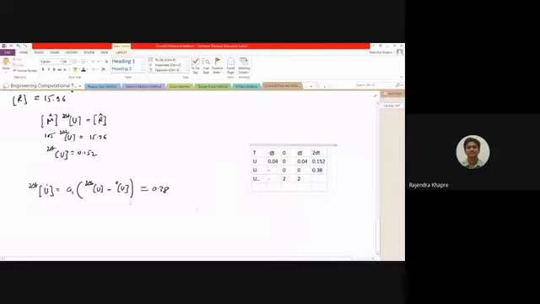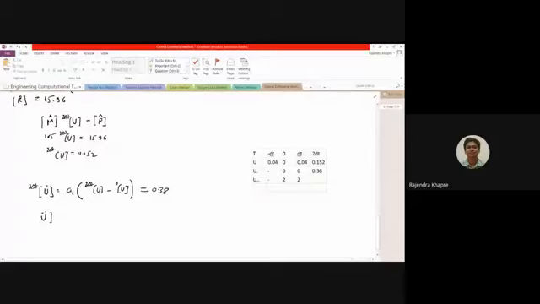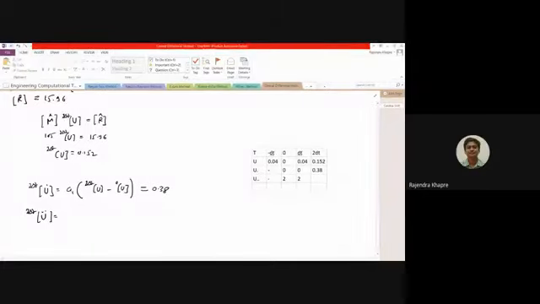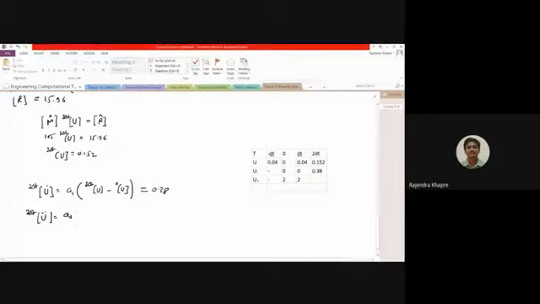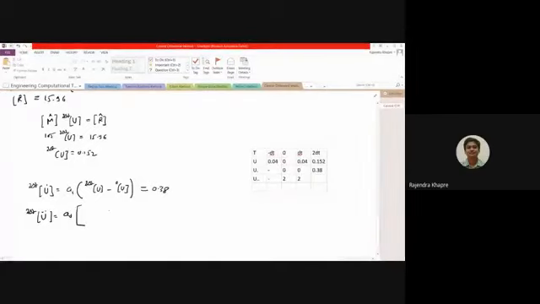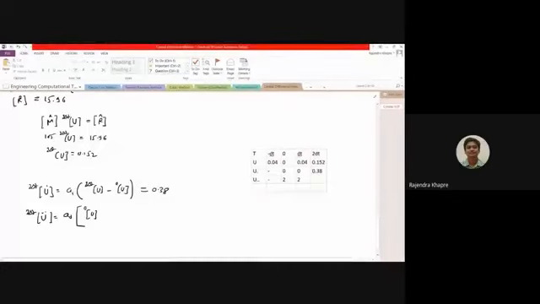Now similarly, you can calculate the acceleration also. This is the acceleration at 2 times delta t. This acceleration equation will be something like this. That will be a0 into u at 0, minus 2 times u at delta t, plus u at 2 times delta t.